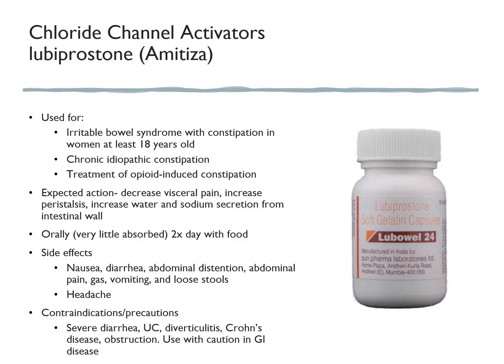Amitiza is used for IBS with constipation, particularly in adult women. It increases intestinal fluid secretion and improves peristalsis. It is also used for opiate-induced constipation, and it is given orally 2 times a day with food. The key is to give it with food and water to minimize the side effect of nausea. But if there is continuous diarrhea, abdominal distension, or headaches that are persistent, then we need to report that to the provider because those are unwanted side effects.